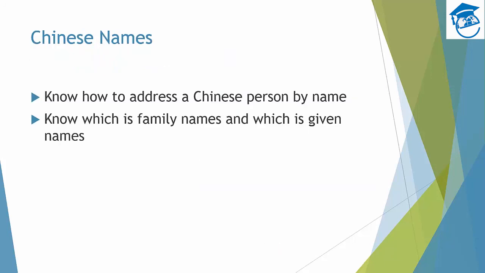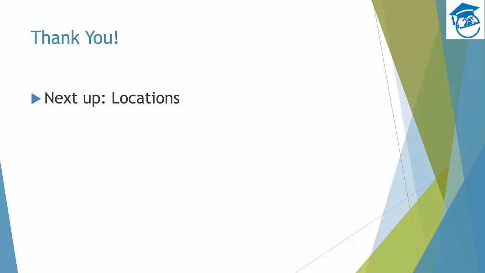Okay, so that's the end of the lesson, and I hope you have learned how to address a Chinese person by name, and also know which is the family name and which is the given name. So next time when you encounter a person, you know how to address him or her politely. Okay, hope you find this interesting.